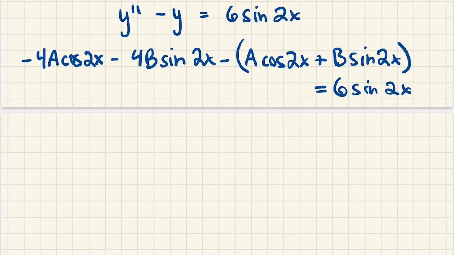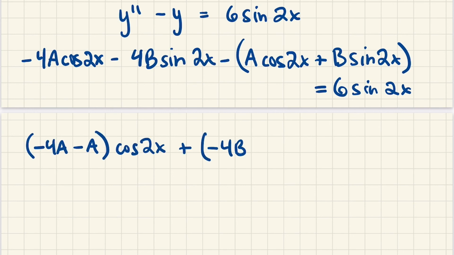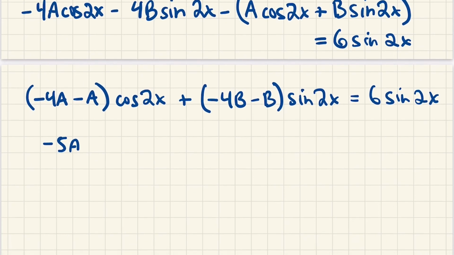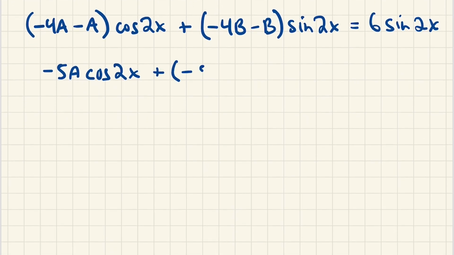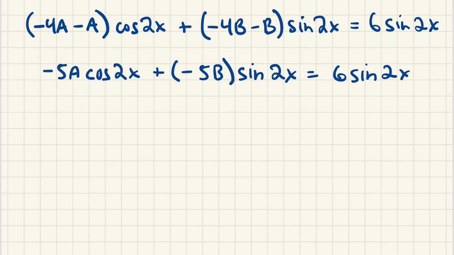All right, so let's get the cosines together and the sines together and see what we're working with. Well, we've got negative 5A cosine of 2x, and we have negative 5B sine of 2x is equal to 6 sine of 2x. In this particular one, we can see that A is equal to 0, and we can see that negative 5B is equal to 6, making B equal to negative 6 over 5.